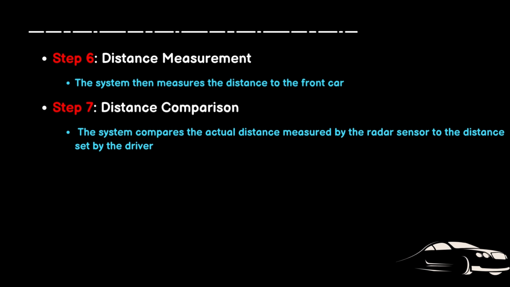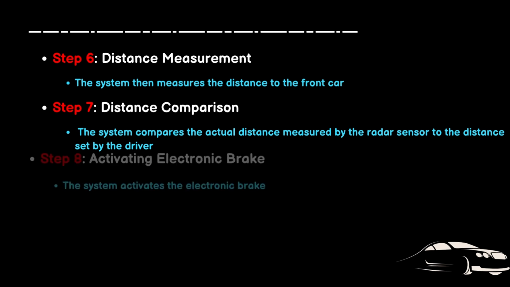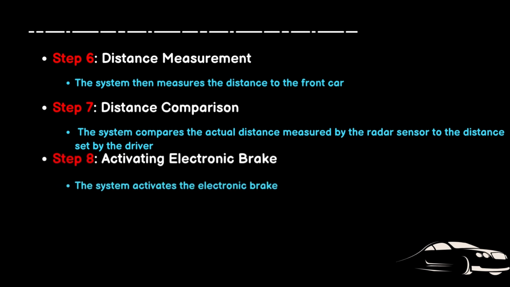If the actual distance is greater than or equal to the set distance, the system maintains the current speed. However, if the actual distance is less than the set distance, further actions are required. When the actual distance is less than the set distance, the system activates the electronic brake. This step is crucial for reducing the vehicle speed to maintain a safe following distance.